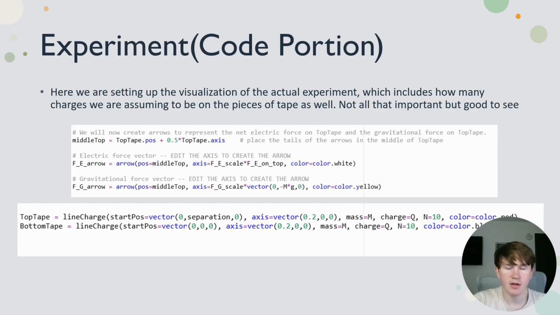So here's just another piece of the code portion that we did, which is essentially just setting up the visualization of the actual experiment, which includes the number of charges that I used. Here I used n equals 10, which is the number of charges, and then basically just how we set up the actual arrows and the graphics that you'll see later.